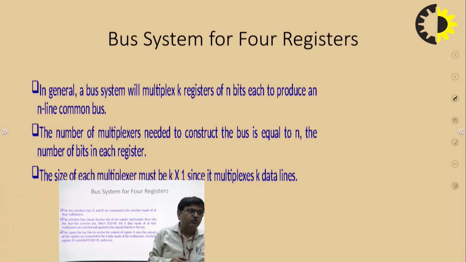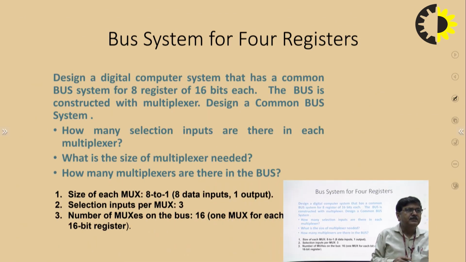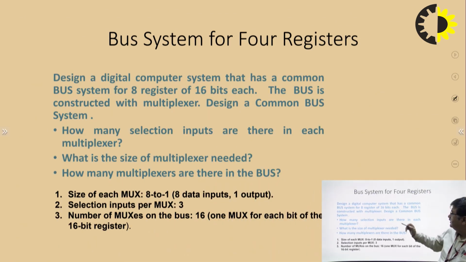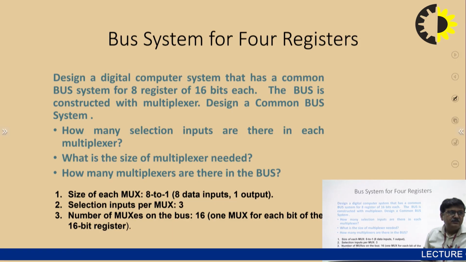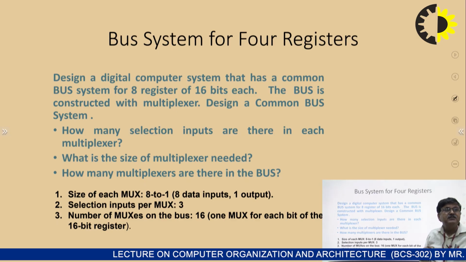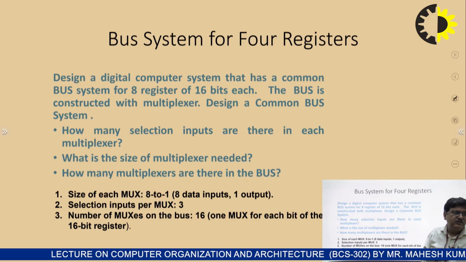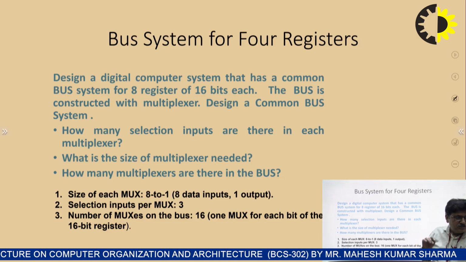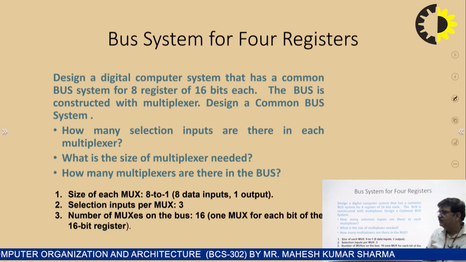So we can look at the numerical: design a digital computer system that has a common bus system of 8 registers of 16 bits. The bus is constructed with multiplexers. Design a common bus system. The question is how many selection inputs are in the multiplexer, what is the size of the multiplexer needed, and how many multiplexers are there in the bus.